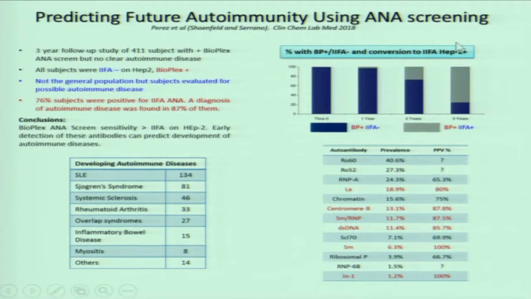And this is a game changer paper if somebody reproduces this, and I have a number of problems with it, but just to share with you. This is a study done in Spain in which they took 411 patients that had been positive by bioplex screen, did not have clear autoimmune disease, and then followed them over 3 years. Now, if you had followed the literature, you would have predicted that those patients were not going to develop any autoimmune disease, right?